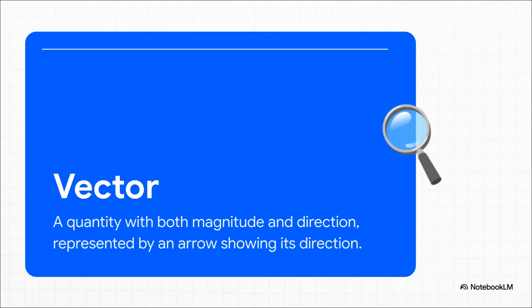And that brings us right back to the arrow. It's the perfect way to visualize a vector. The length of the arrow, that's its magnitude or its strength. And the arrowhead, well, obviously that tells you its direction. It's so simple, but it's an incredibly powerful concept.